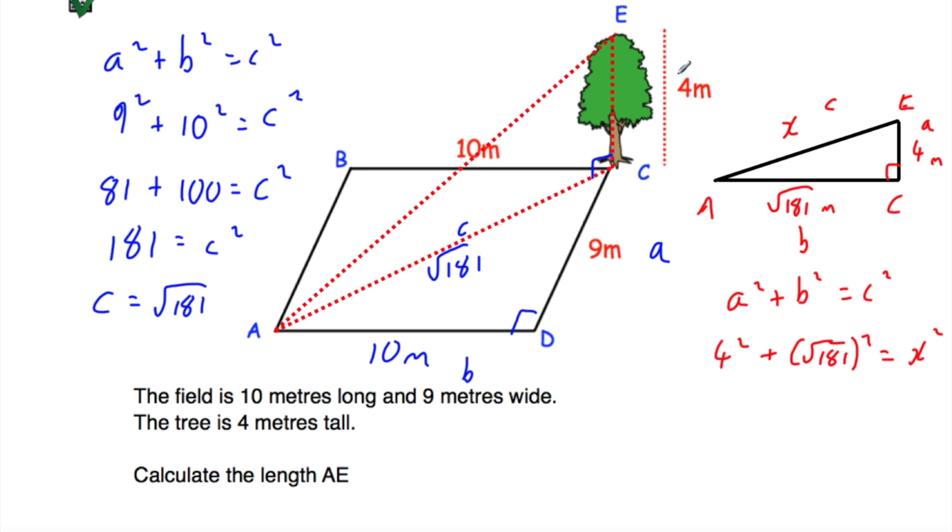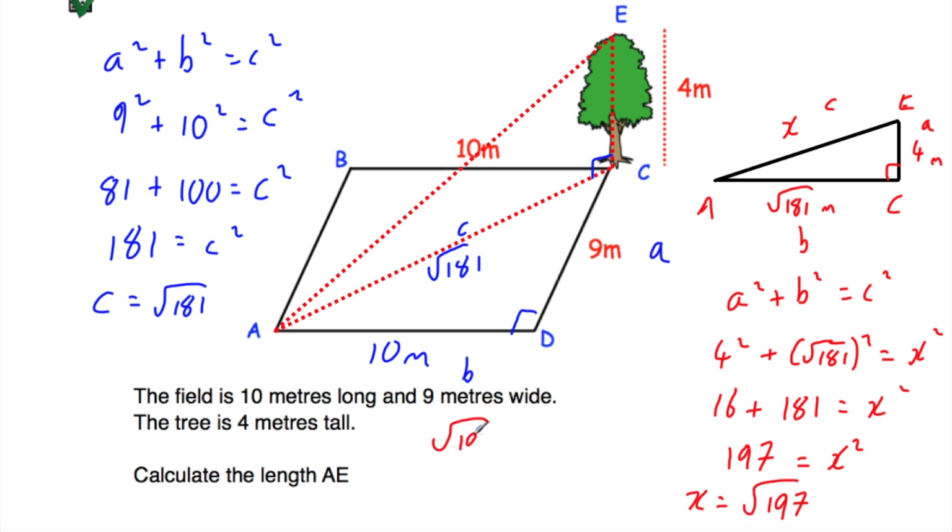Okay, so 4 squared is 16, plus the square root of 181 squared would be 181, and that's equal to AE squared, or in this case we've just called it x, so x squared. And then if we add them two together, we're going to get 197, and that's equal to x squared. And then if we square root, we get that x is equal to the square root of 197. So let's work that out. The square root of 197 is equal to 14.0356 and so on meters.